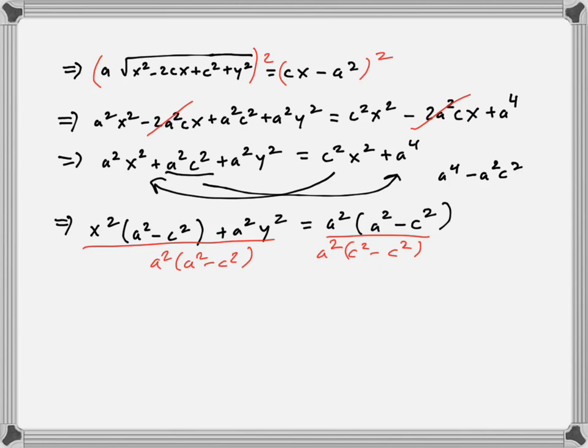So I end up with three terms. The first term is going to be x squared over a squared plus, and then in my next term, the a squareds cancel, I get y squared over a squared minus c squared, and then on the right, I get 1. Okay?